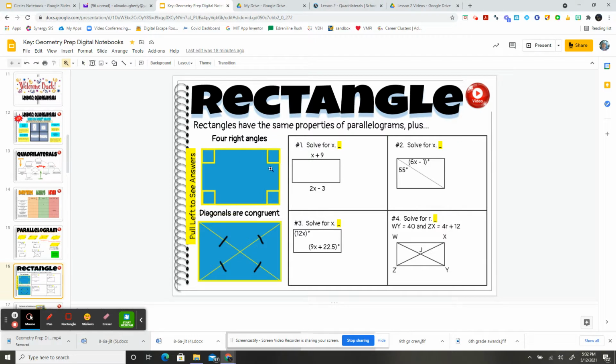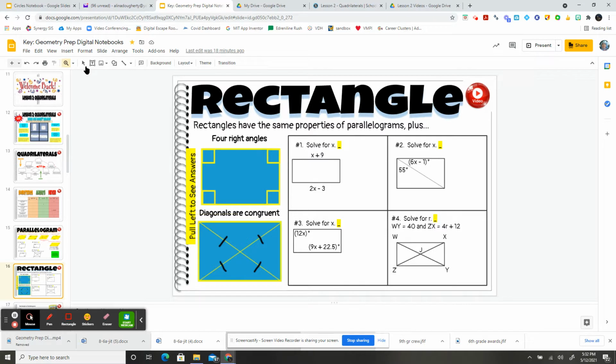Rectangles have 4 right angles, 1 pair of short sides that are parallel and congruent, 1 pair of long sides that are parallel and congruent, and diagonals that not only bisect each other but are congruent. So the diagonals in a parallelogram are not congruent. Diagonals in a rectangle are congruent, and that's going to be important.